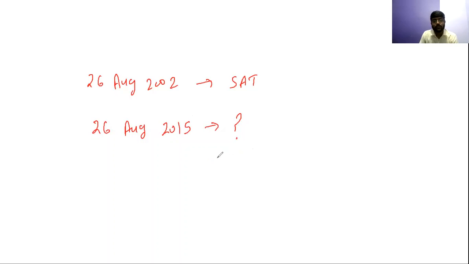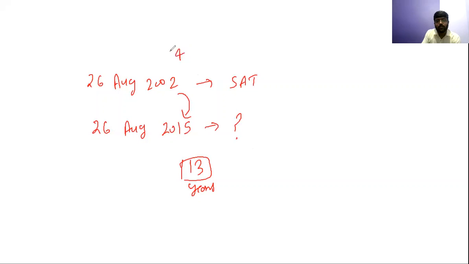Then see the solution. If I need to calculate this, I just find the difference of the years. From 2 to 15, there are 13 years difference. Now I just need to count how many leap years are there from 2 to 15.